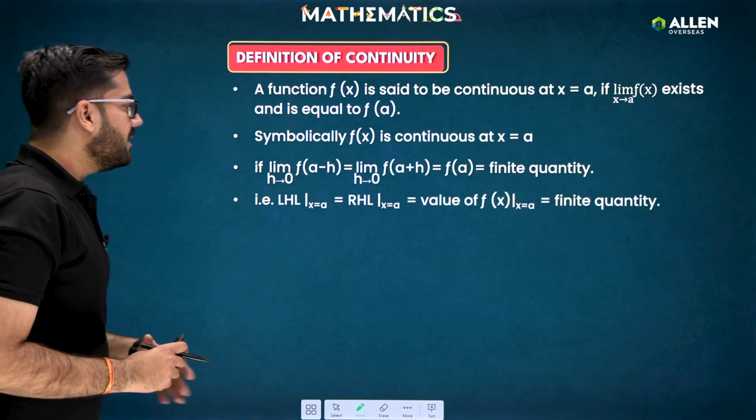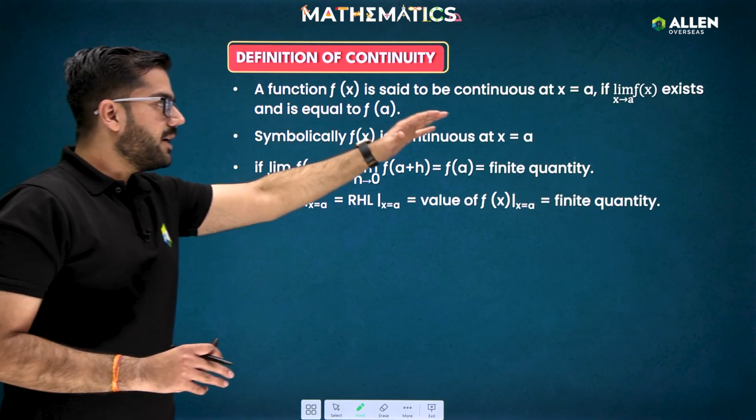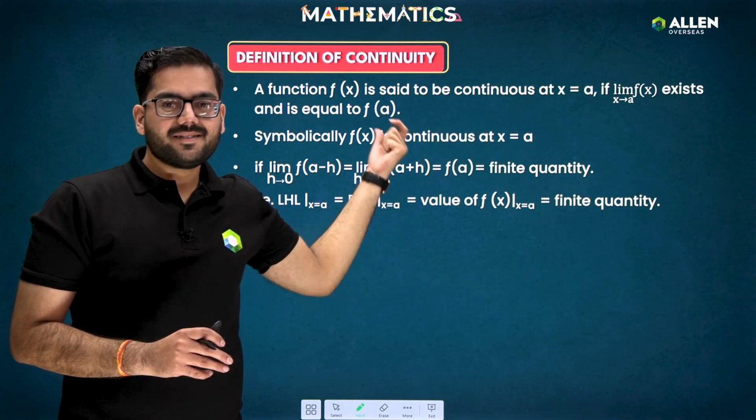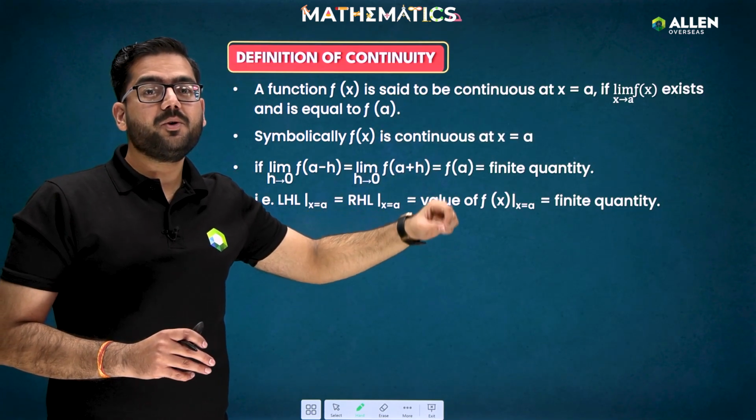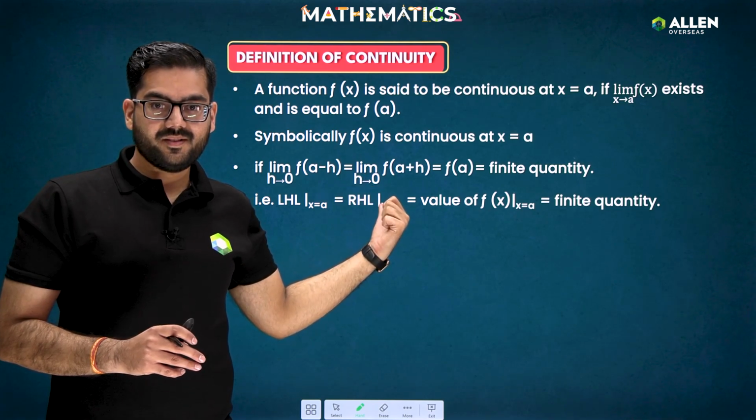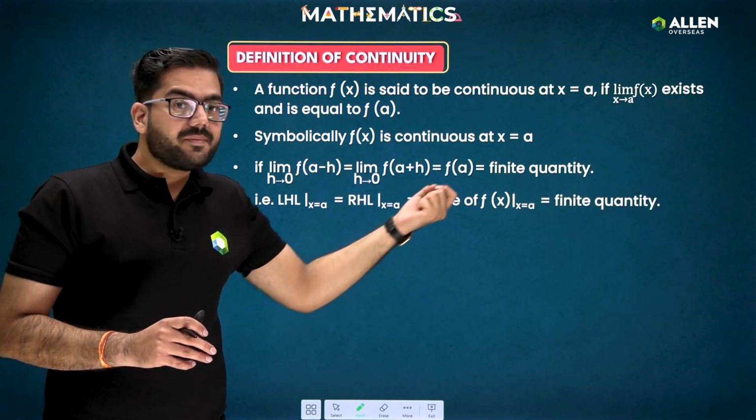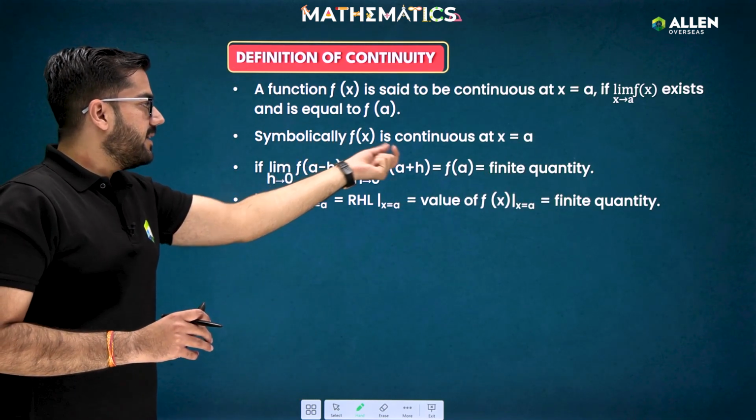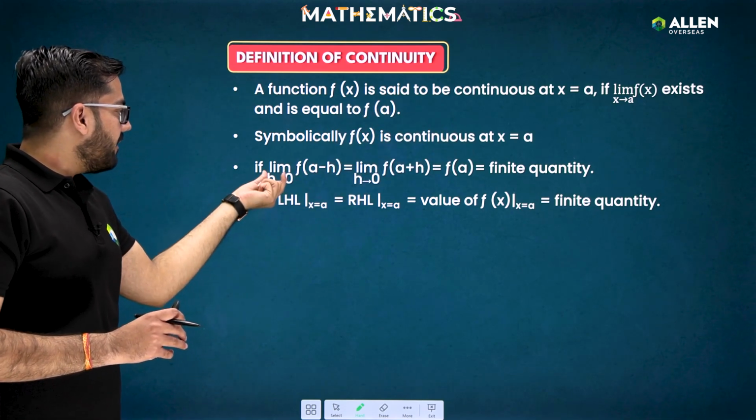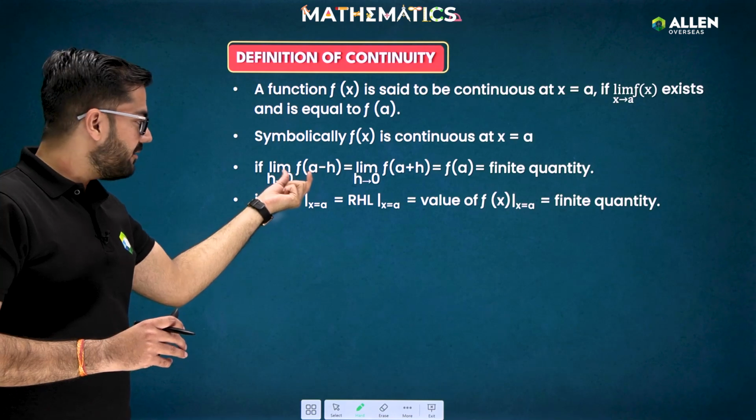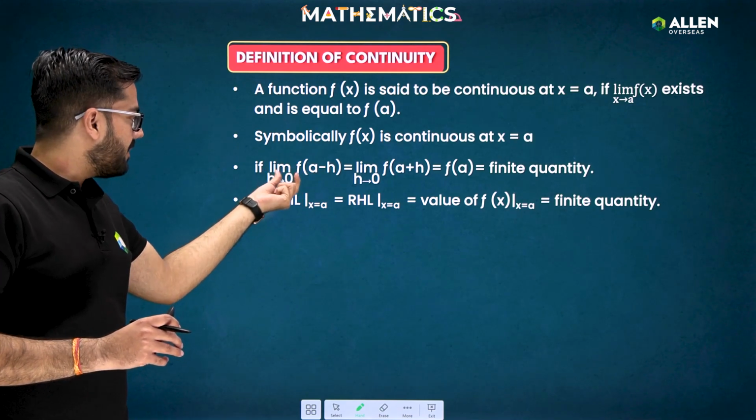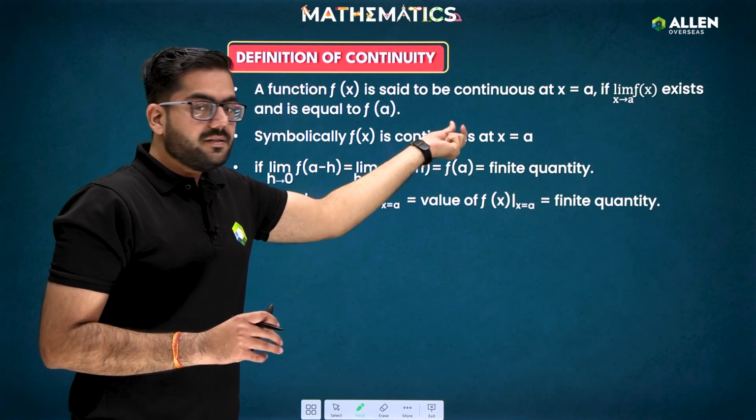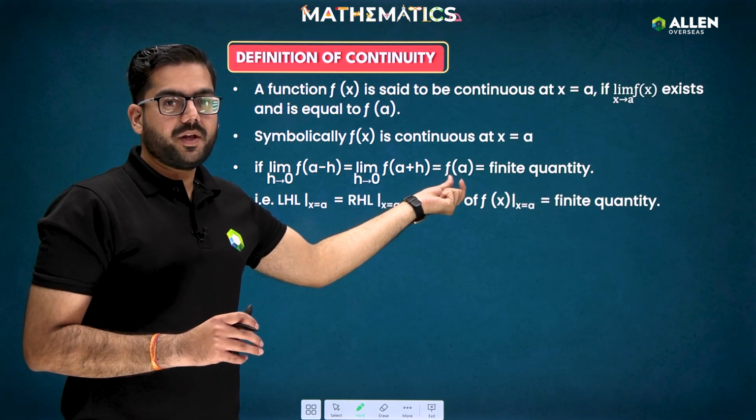So here what we need to check, understand. A function f of x is continuous at a particular point if its limit exists. The existence of the limit we already have done in the chapter limit. When it will exist, in that case your left hand limit must be equal to the right hand limit. Symbolically you can say f is continuous at x is equal to a if and only if the left hand limit, like a minus h, is equal to the right hand limit, a plus h, is equal to the value of the function at that particular point.